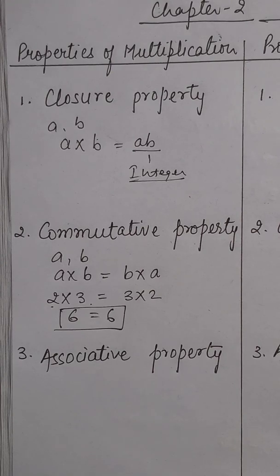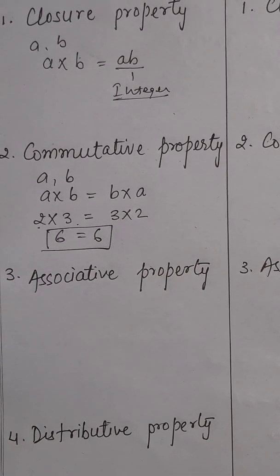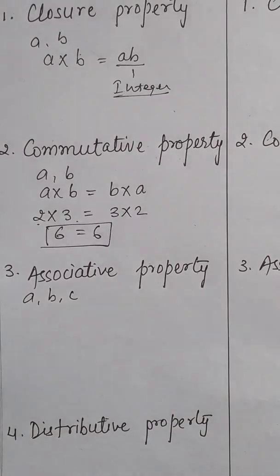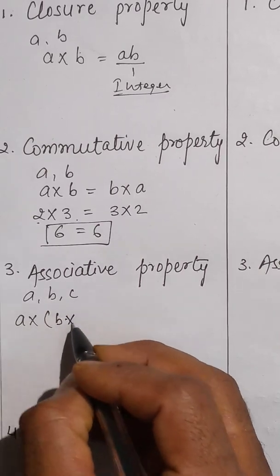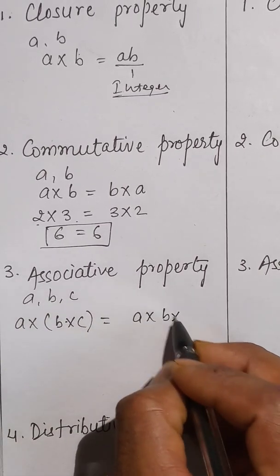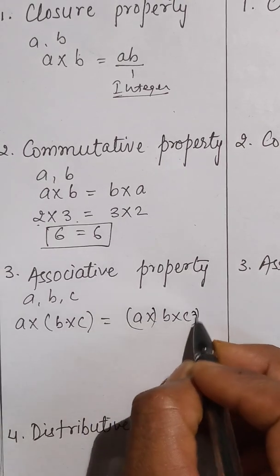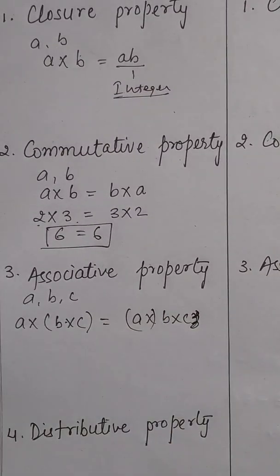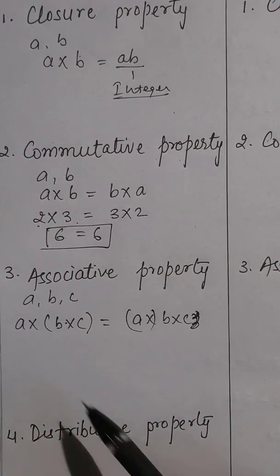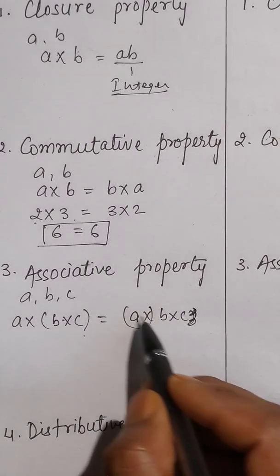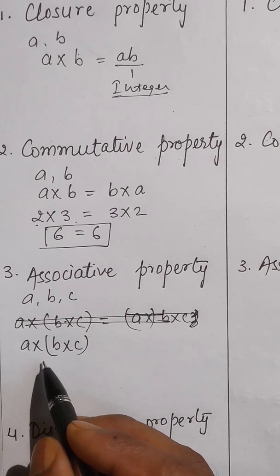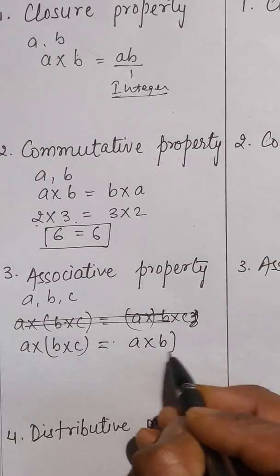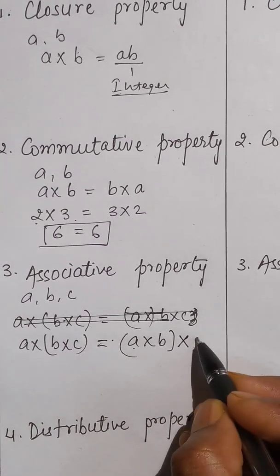Now the third property of multiplication is the associative property, in which suppose a, b and c are three integers. If we multiply b and c at first, then multiply with a, we will get the same result as if we multiply a and b with each other at first, then multiply with c.